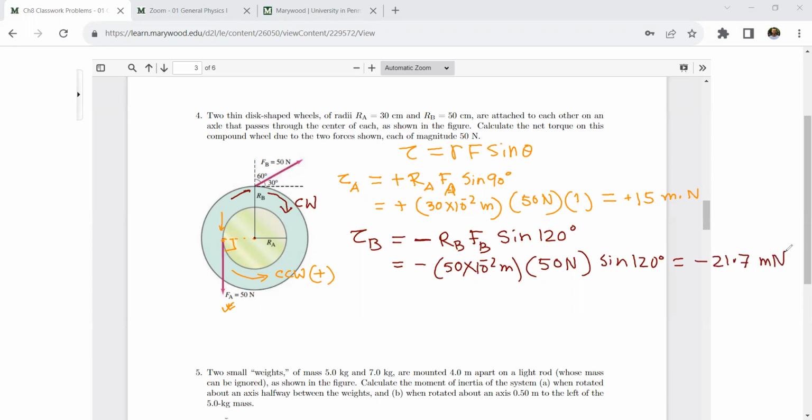If you plug all these values in your calculator correctly, it should give you negative 21.7 meter Newton. Okay. So the net torque is plus 15 meter Newton minus 21.7 meter Newton, and that is equal to negative 6.7 meter Newton. And this negative sign tells us that net rotation will be clockwise. Okay. All right.